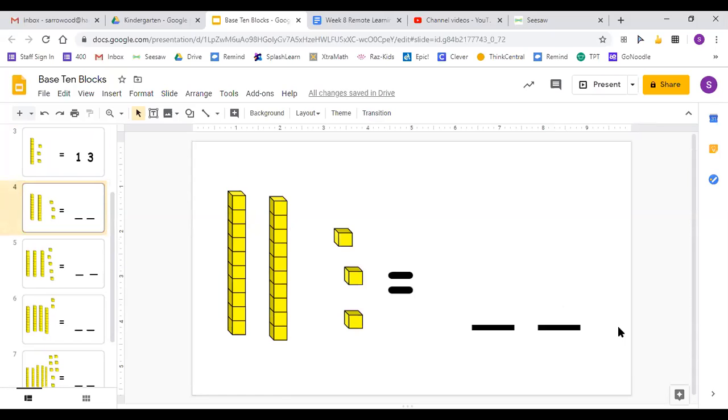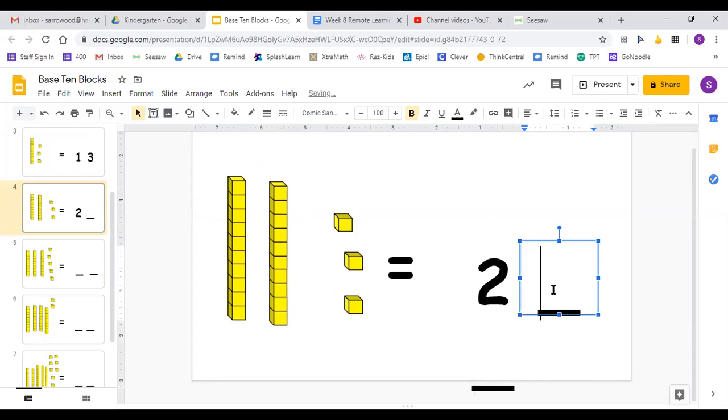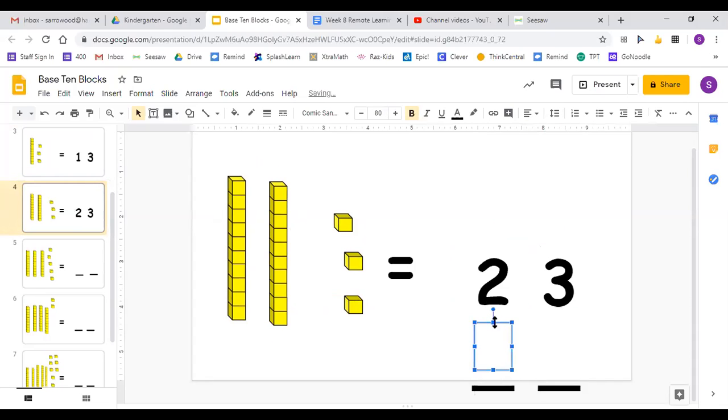Let's try another one. Now I have two 10 sticks, so I'm going to have to count by tens. 10, 20, 21, 22, 23. So 23. Now the 2 is how many 10 sticks I have. I have two 10 sticks. The 3 is how many ones I have. So this, my friends, is our ones column, and this is our tens column.